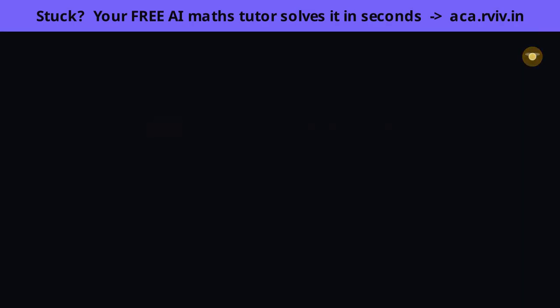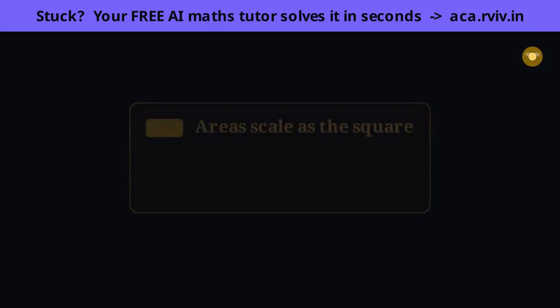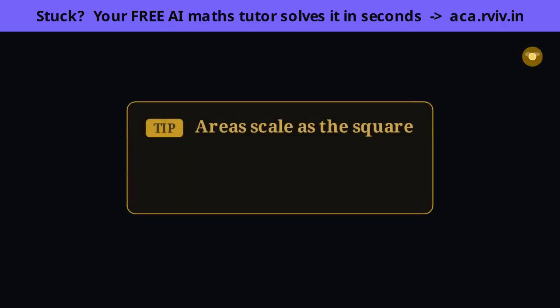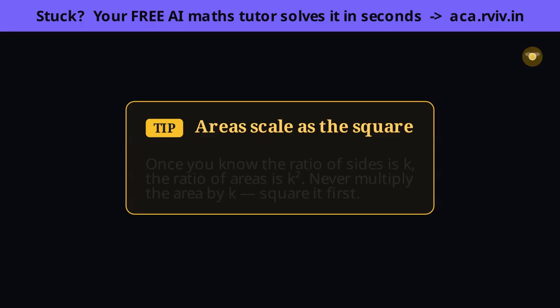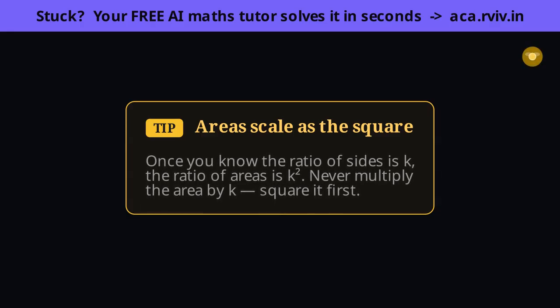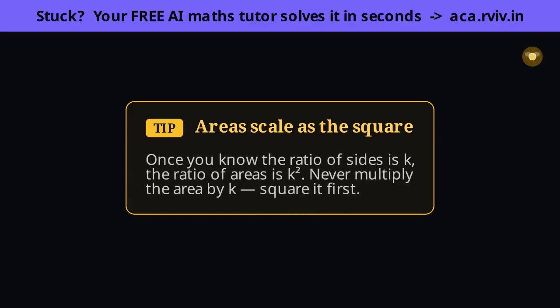Here's the shortcut everyone forgets, and why it's true so you never forget it again. If the sides of two similar triangles are in the ratio k, the areas are in the ratio k squared. The reason is that area depends on two lengths, a base and a height, and both of them scale by k, so the area scales by k times k. So if the sides are in ratio 2:3, the areas are 4:9, not 2:3. Always square the side ratio before you touch an area.